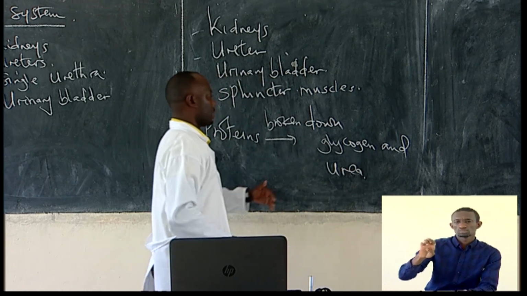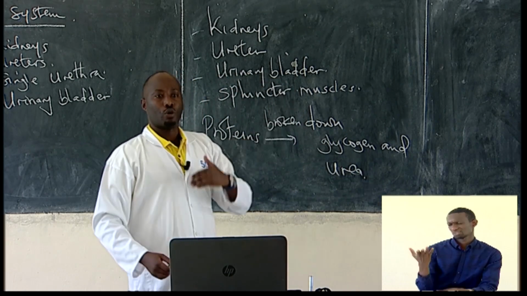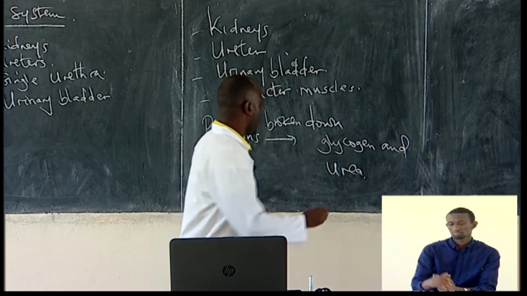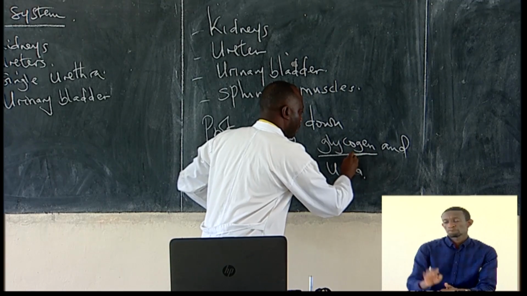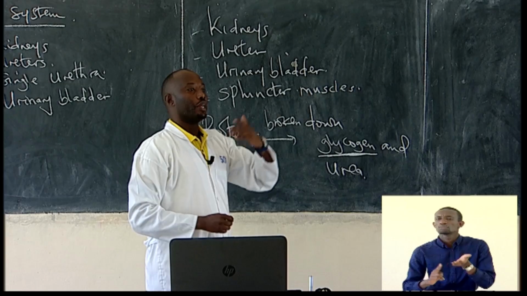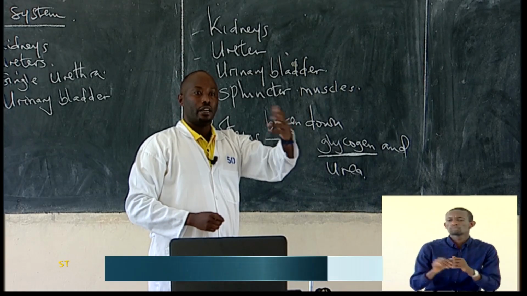These are the two products, and even a small amount of uric acid is also going to be produced. So that glycogen is going to be stored in the liver, and it can just be used during the time of starvation or when there is less energy in the body.